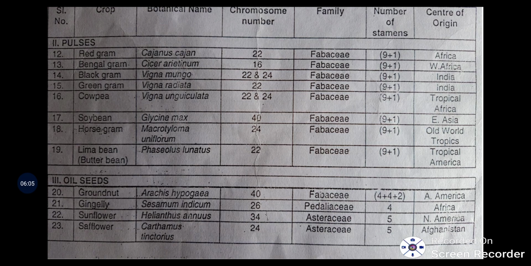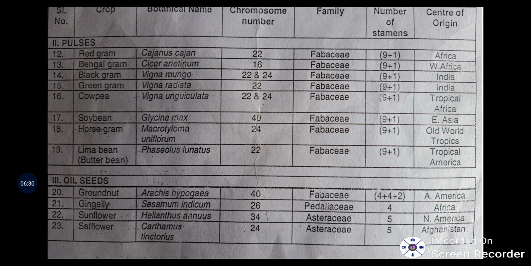Horse gram. Macrotyloma uniflorum is the scientific name or botanical name of horse gram. This has 24 chromosome number and center of origin is Old World Tropics. Next is lima bean, that is nothing but butter bean. Phaseolus lunatus, which has 22 chromosome number and the origin is tropical America.